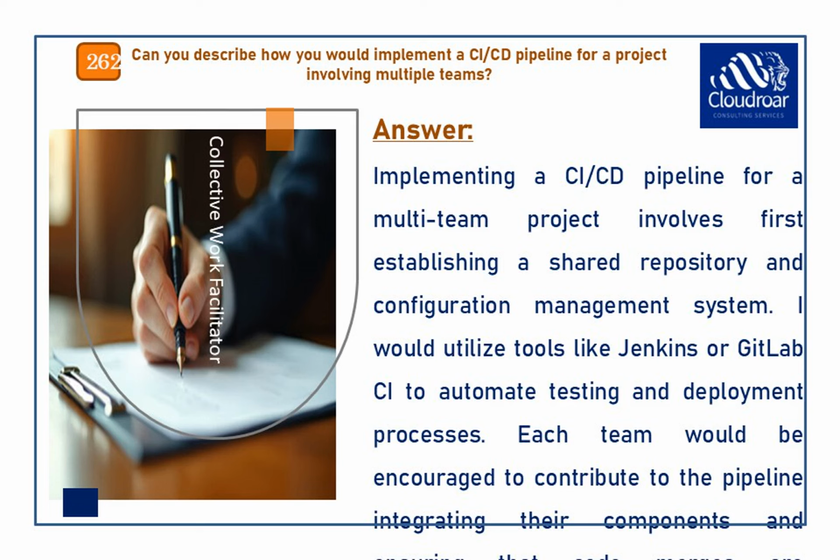Implementing a CI/CD pipeline for a multi-team project involves first establishing a shared repository and configuration management system. I would utilize tools like Jenkins or GitLab CI to automate testing and deployment processes. Each team would be encouraged to contribute to the pipeline, integrating their components and ensuring that code merges are seamless. Regular cross-team stand-ups would help maintain alignment on goals and address any issues proactively, ensuring that the pipeline supports collective work effectively.